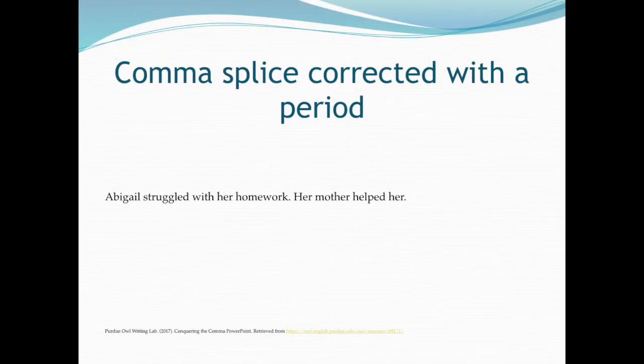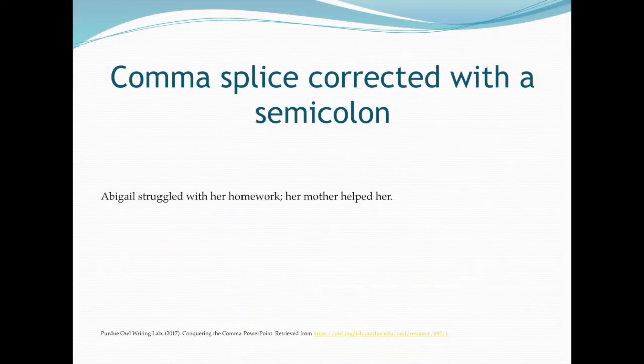The following sentence was corrected with adding the period. Abigail struggled with her homework, period. Her mother helped her. The comma splice can also be corrected with a semicolon. The semicolon was placed in between the two independent clauses. In the following sentence, Abigail struggled with her homework, semicolon, her mother helped her, period.